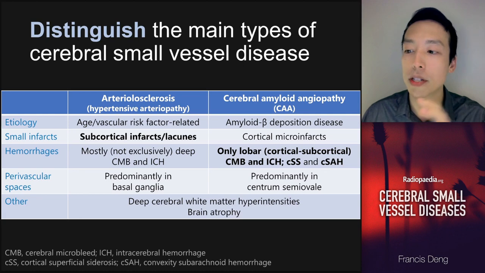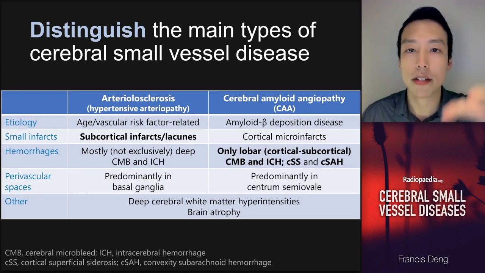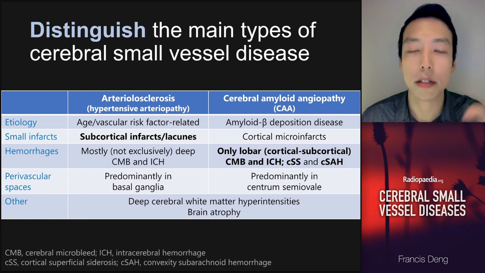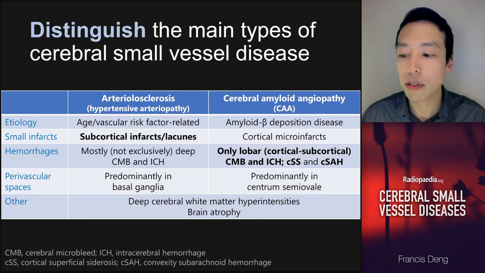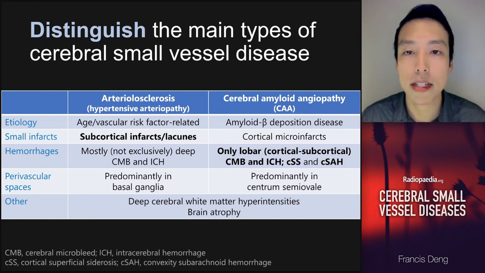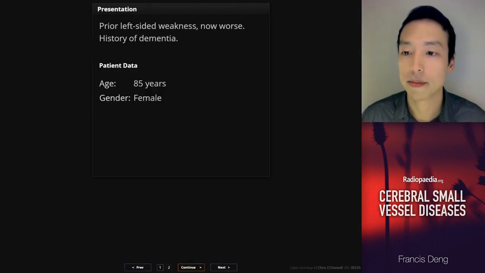Do you see the pattern here? So arteriolosclerosis affects the deep brain predominantly, and CAA affects the lobar brain predominantly in the cortical subcortical region. In both these disorders, you get white matter hyperintensities, which are nonspecific, and eventually develop brain atrophy.